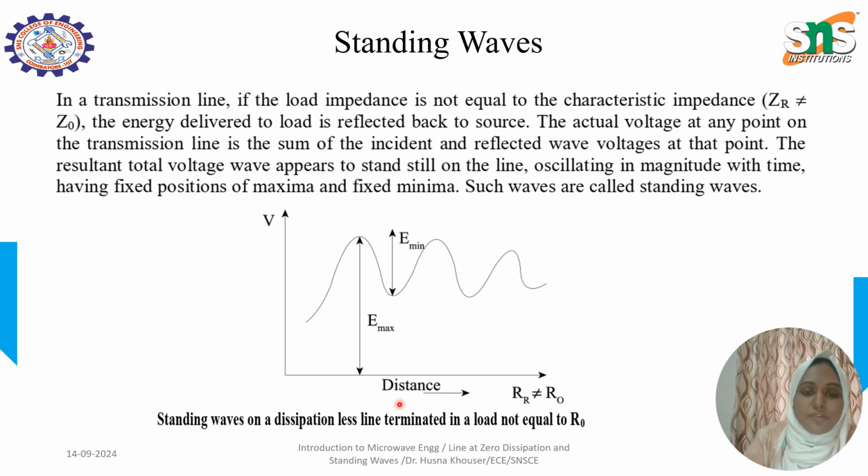This happens when the wave is traveling from one end to the other end. It is then in a distortion condition. If you see here, ZR is not equal to Z naught, that is when the line is not matched, in a dissipationless line.